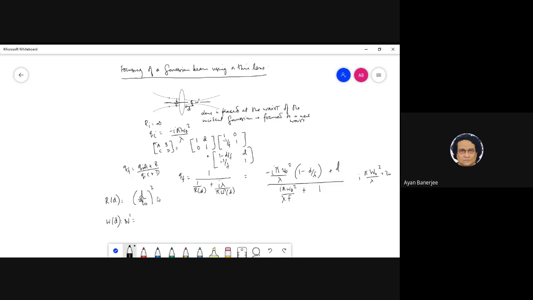I have an expression. See if this is matching. Remember, this two is r. This is square. Is this matching? Numerator is matching. I'm checking the denominator. Yes, sir, it's matching. It has to match. If your numerator matches, it has to match.